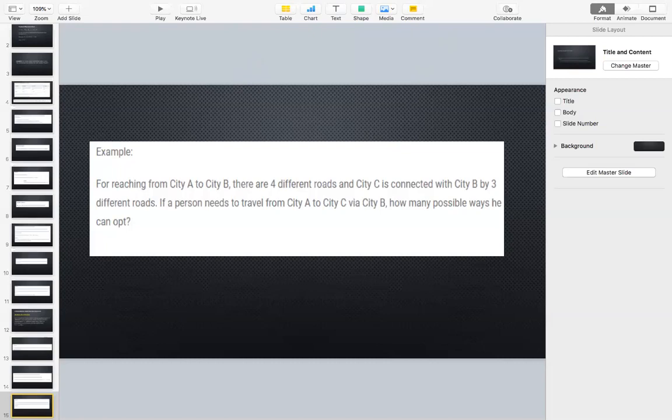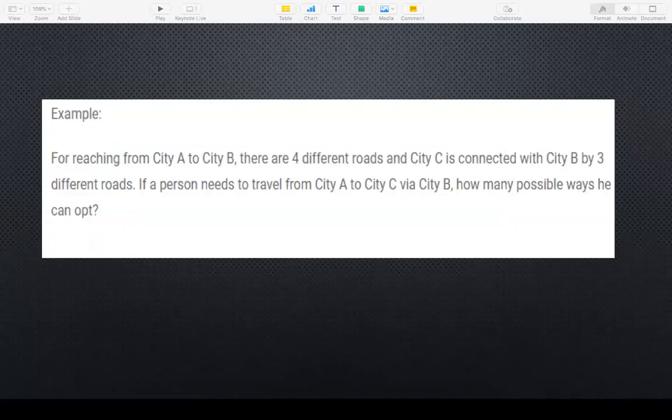you should be able to identify that in this question, you simply need to use the multiplication principle, right? The fundamental principle of multiplication, because the person will first go from city A to city B, and then he will go from city B to city C, right? So this is going to be done in succession, one after the other. First, the person will go from A to B, and then the person will go from B to C.